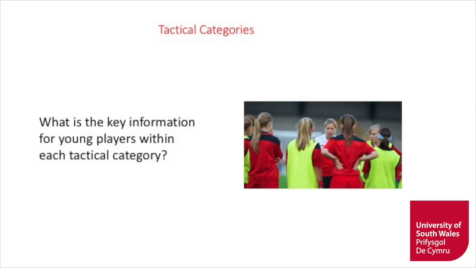Now that we've identified those 4 key tactical categories that we need to be conscious of when developing young players, what I'd like you to do now is consider the key information that young players need within each of those categories. So what are the key areas in possession? What are the key points within out of possession? And also for both regaining possession on transition and losing possession on transition. Can you identify the key information within each of the tactical categories?